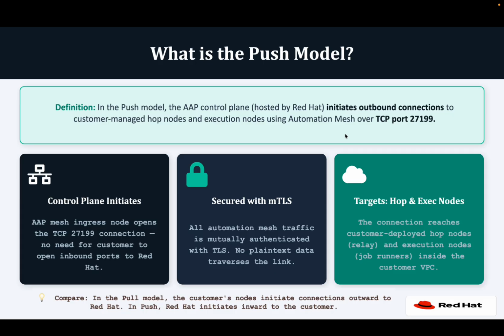Key characteristics of the push model are: the control plane initiates the connection, communication is secured using mutual TLS, and the connection targets the customer hop nodes and execution nodes. There is no inbound internet exposure required on the customer side. If we compare it with the pull model, in the pull model, customer managed nodes initiate outbound connections to Red Hat, while in push, Red Hat initiates the inward connection to the customer.